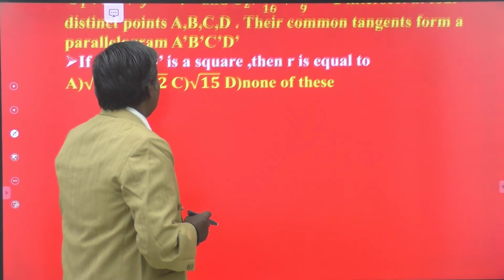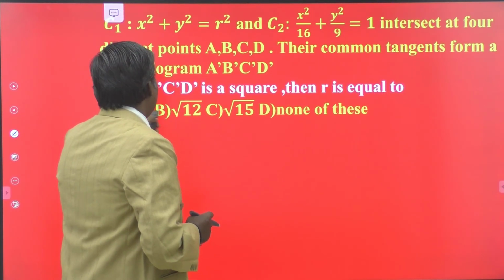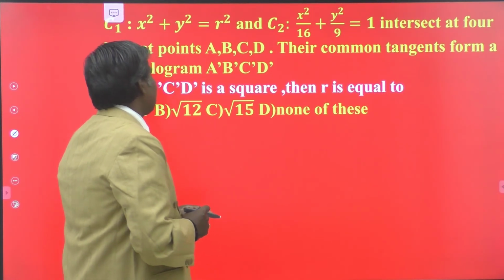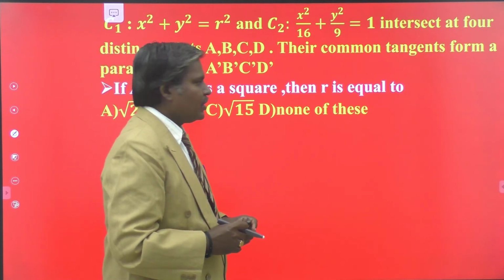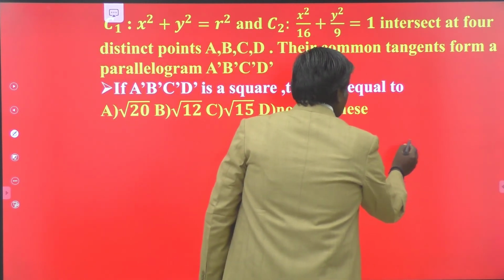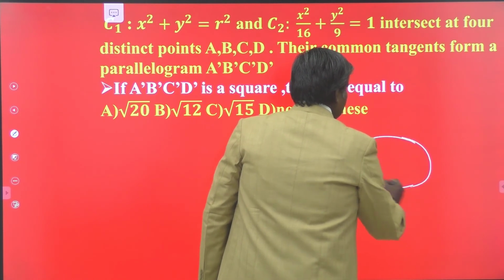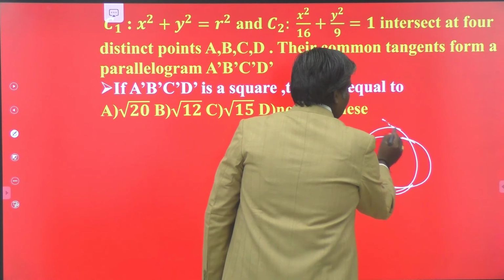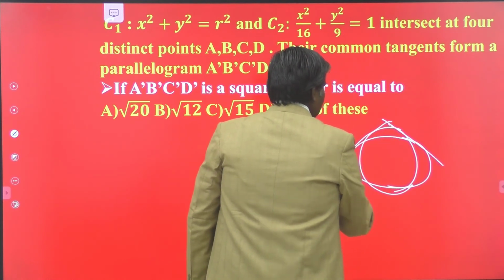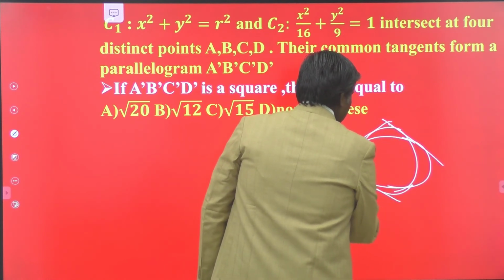And let us see the next question related to the same paragraph. A dash, B dash, C dash, D dash is a square, then what is the radius? Here the ellipse and the circle intersect at the 4 points. These are the common tangents. There exist 4 common tangents in this manner.